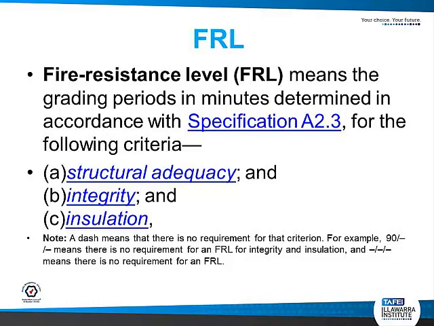Okay? Just have a quick note on that. The dash means that there is no requirement for that criteria. So for example, if you have 90 dash dash, that means there is no requirement for an FRL for integrity and insulation. And if you have 3 dashes, dash dash dash, that means there's no requirement for FRL.